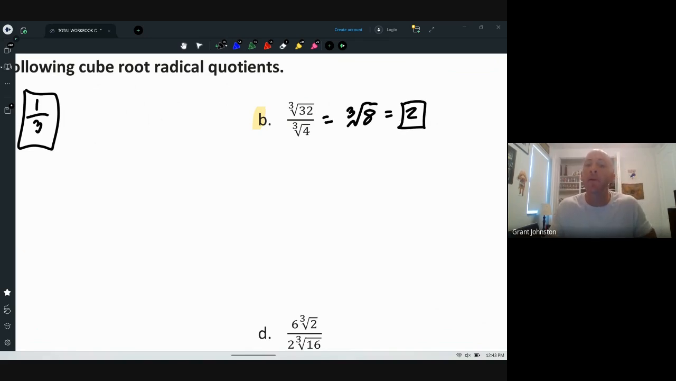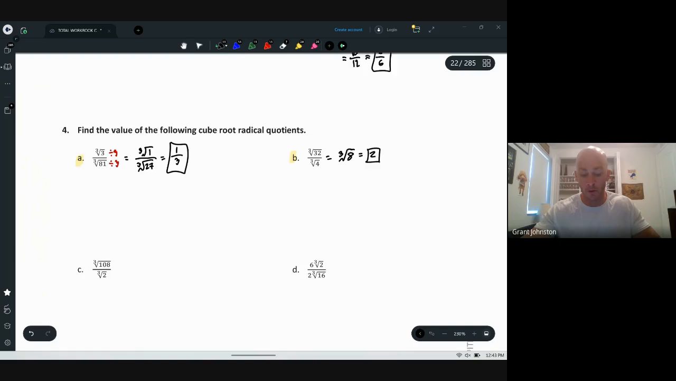So these you kind of have to play around a little bit with. Do some simplifying when you can and get the most simplified answer you can possibly get. Okay, I'll let you do all the rest.